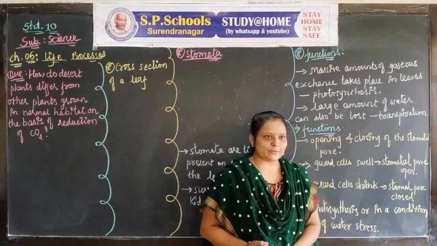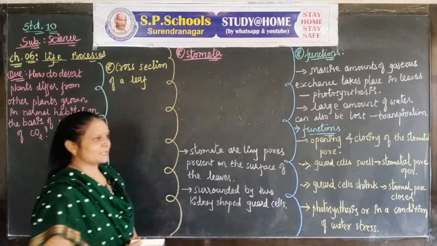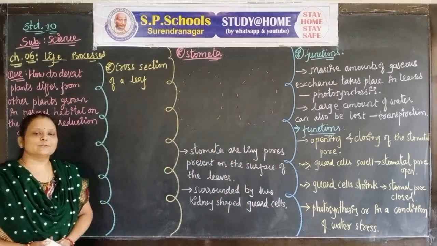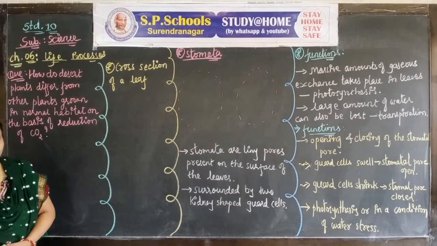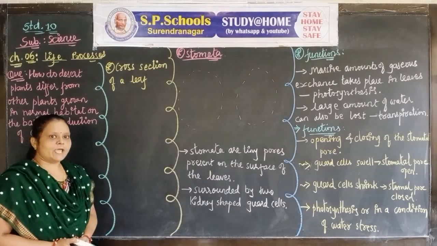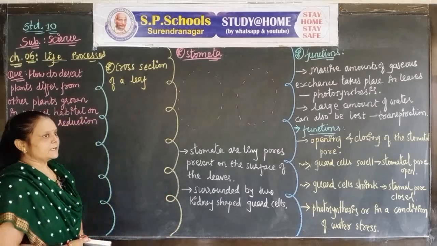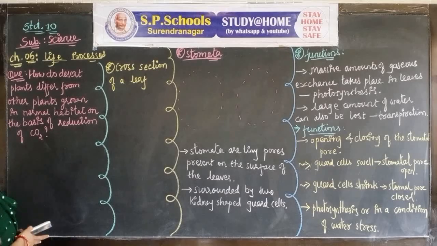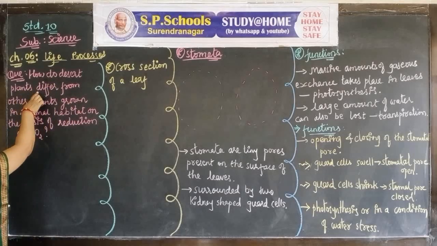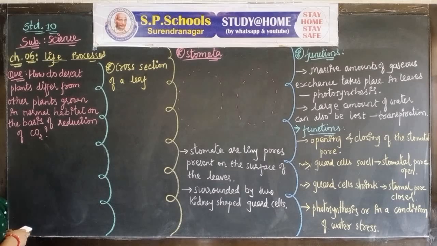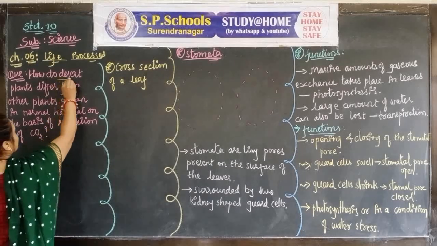Hello friends, in chapter number 6, Life Processes, we study nutrition. One type of nutrition is called autotrophic nutrition. We already studied it in green plants. Now we take another question for autotrophic nutrition: how do desert plants differ from other plants grown in a normal habitat on the basis of reduction of CO2? Here in question 1 we discuss desert plants.